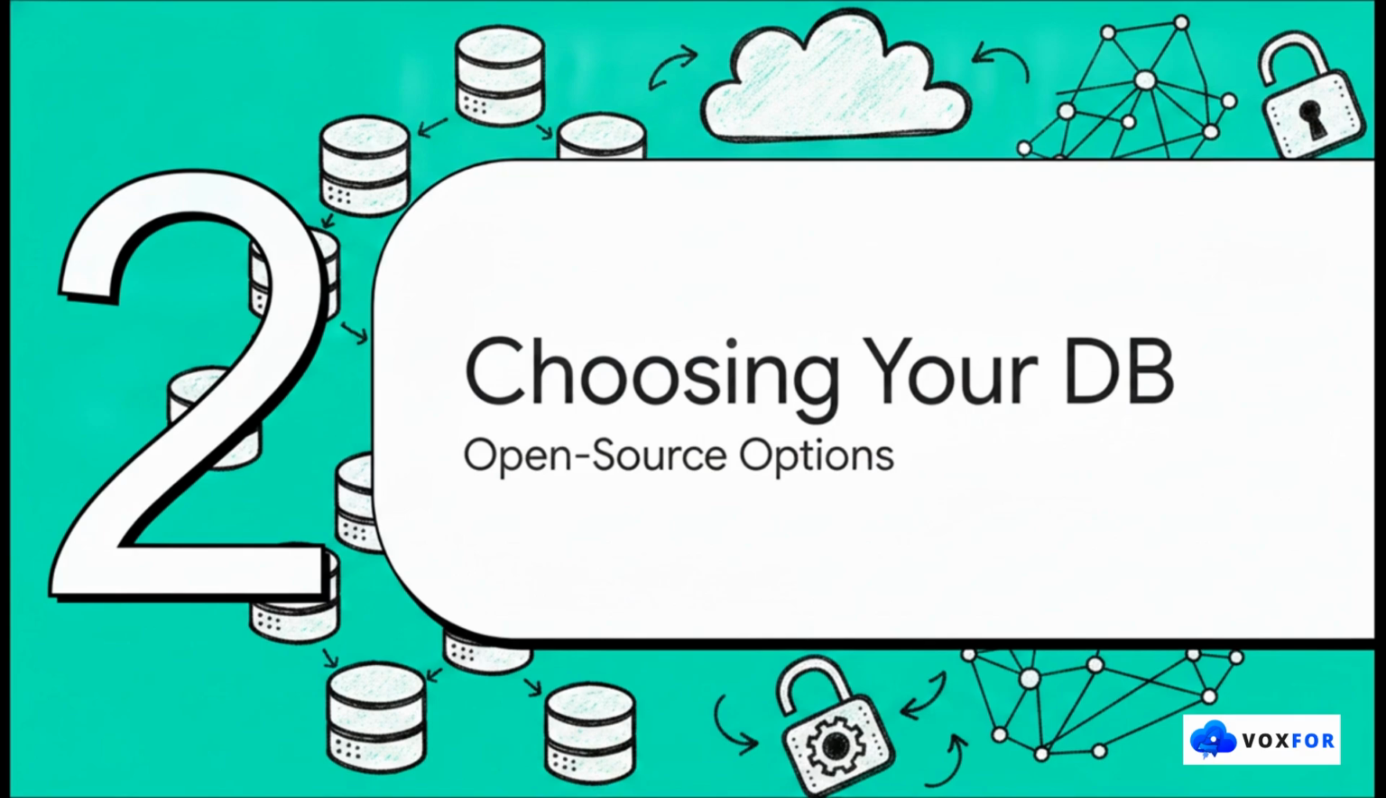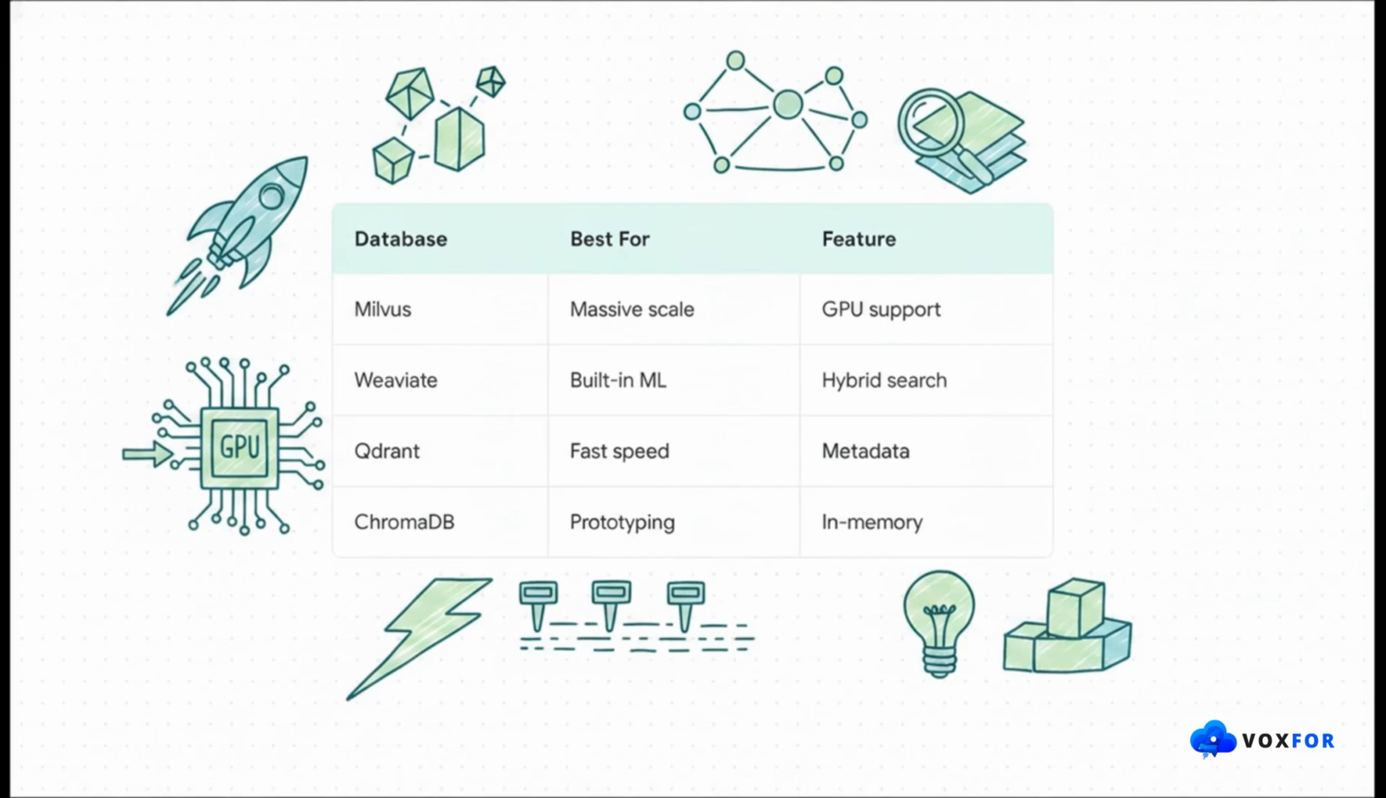Moving right along to Section 2, choosing your vector database. Let's find that perfect open-source fit for your specific workload. Now, there is definitely no one-size-fits-all here. Your choice maps perfectly to what you're trying to do. If raw speed and billion vector scalability are your absolute top priorities, you're going to want to pick Milvus for its GPU support, though keep in mind it does require sidecars like etcd and MinIO.